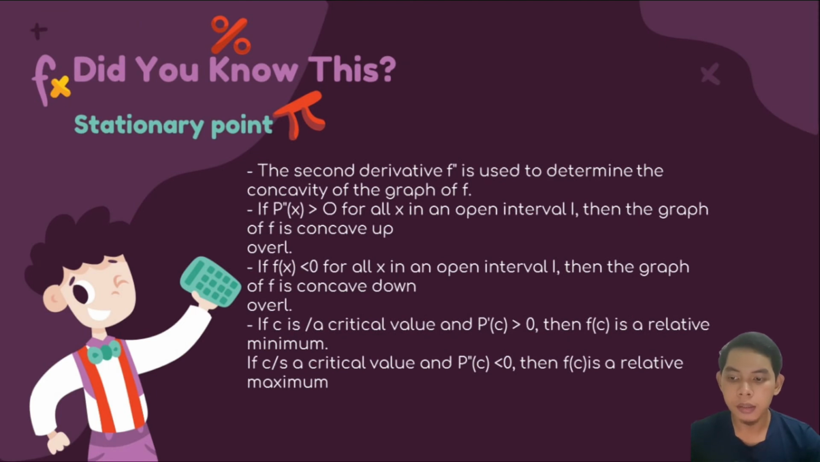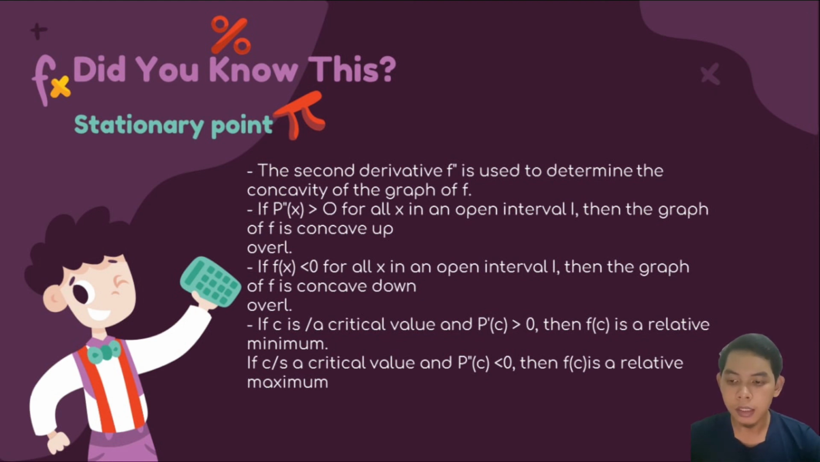Stationary points. The second derivative function is used to determine the concavity of the graph of f. If f''(x) is greater than 0 for all x in an open interval I, then the graph of f is concave up over I. If f''(x) is smaller than 0 for all x in an open interval I, then the graph of f is concave down over I.